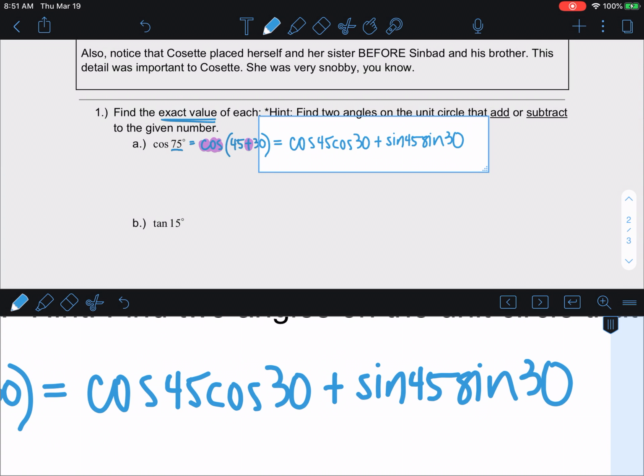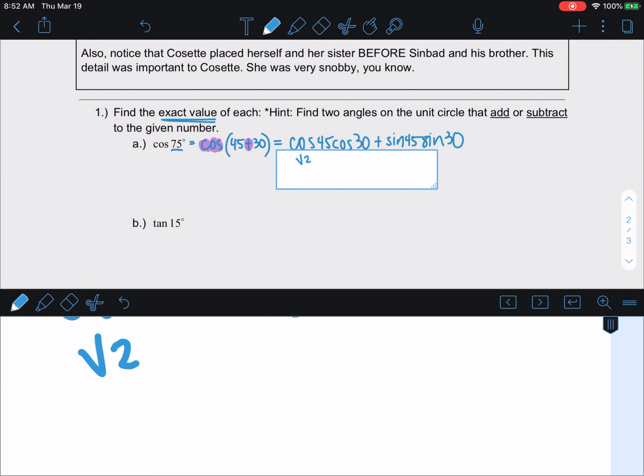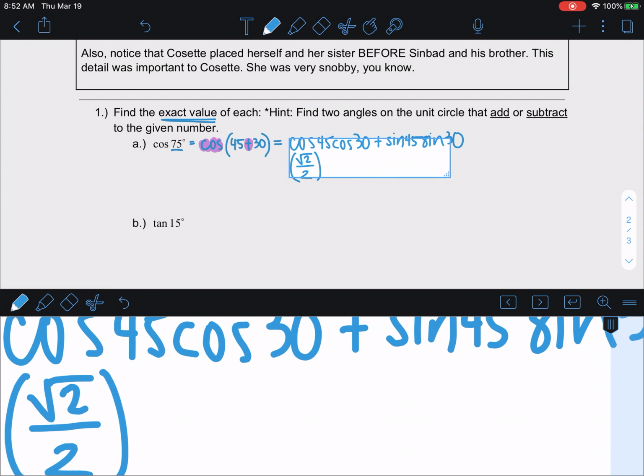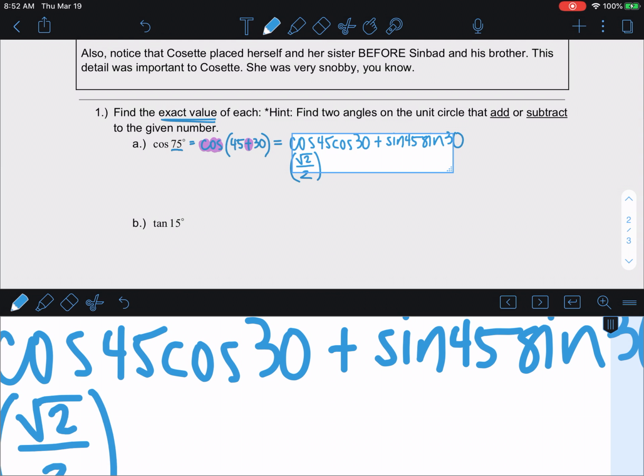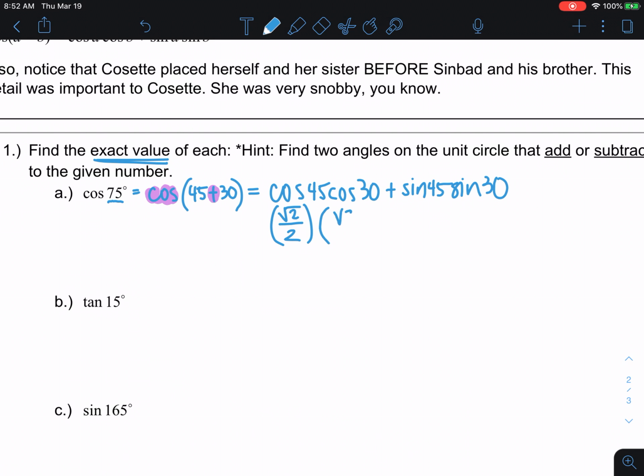And what this means is that now I have these values that I can find on the unit circle. Cosine of 45 on the unit circle will give me root 2 over 2. Cosine of 30 would equal root 3 over 2. Let me close this out and maybe just zoom in here. Sine of 45 is going to equal root 2 over 2.